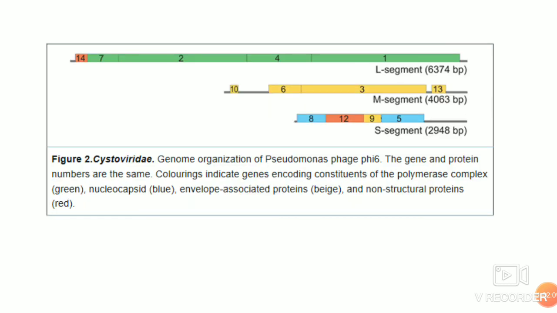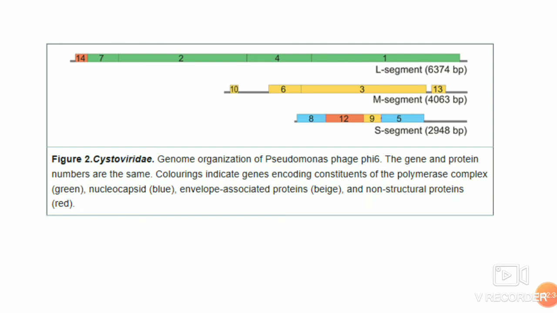There are distinct non-coding regions at the termini of the three genome segments, containing signals for genome packaging and replication. You can see that genes are clustered into functional groups. Those encode the polymerase complex, envelope associated proteins, and nucleocapsid.